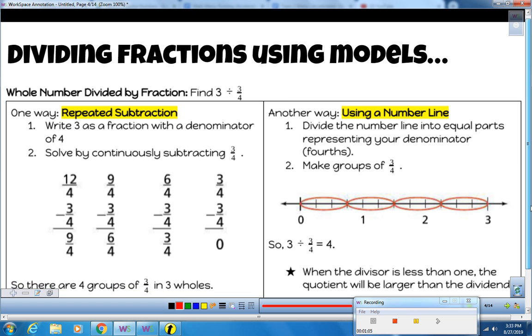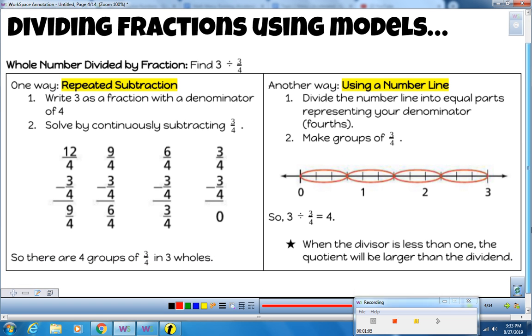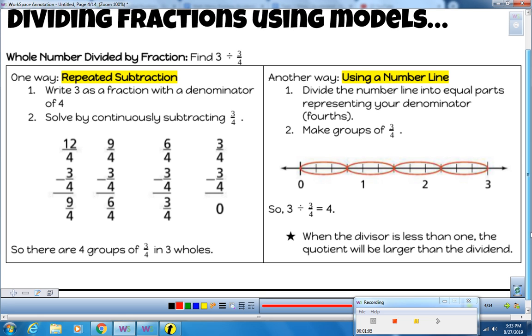For the next two examples, we're going to be looking at splitting 3 wholes. We're going to make groups of 3/4 out of that. So let's say that you have $3 and a bag of chips is 75 cents, 3/4 of a dollar. You want to know how many bags of chips you can buy. Okay? So one way we can do this is with repeated subtraction.